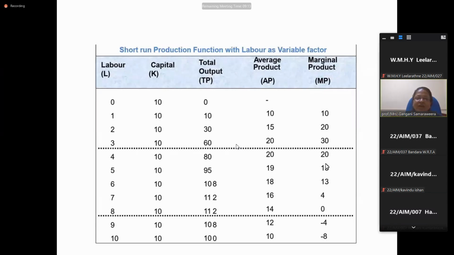Accordingly, for all values we take only the change. Marginal product is change of output over change of input. Average means total output over total inputs. Now clear how to take average product and marginal product? Okay, great. Those who didn't get the point, you can ask Arvind, Bandara, or anybody. Now we'll move on.